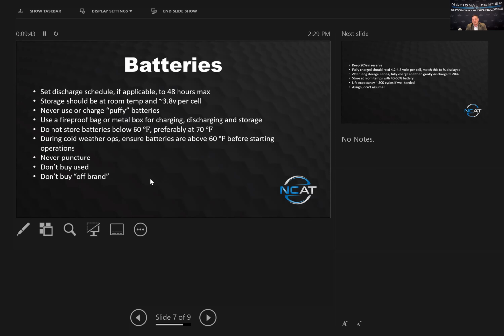So what it is, these intelligent flight batteries, they don't like to stay charged up to 100% for long periods of time. And the recommendation actually is about 48 hours to keep a full charge. After 48 hours, it should self-discharge.